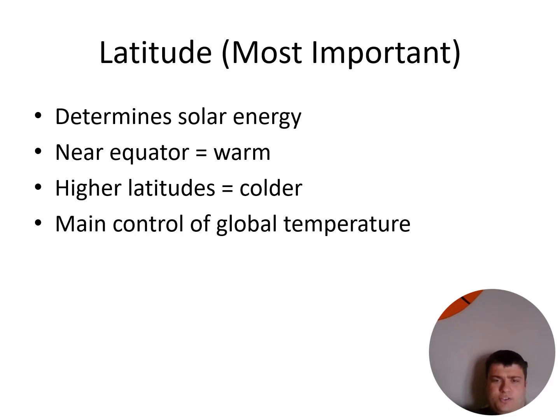Latitude is the most important one because it determines solar energy. Nearer the equator equals warm. Higher latitudes equals colder. And it's the main control of global temperature.